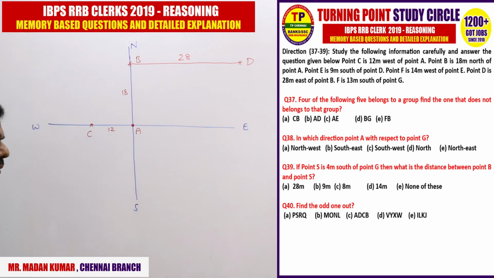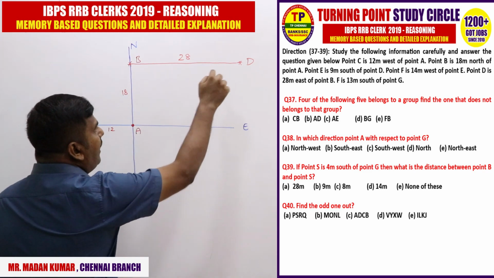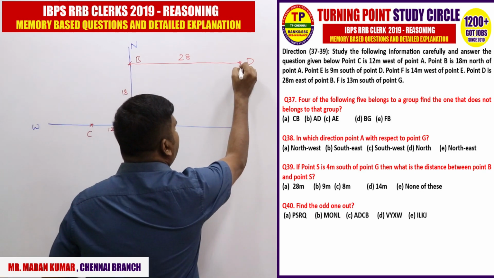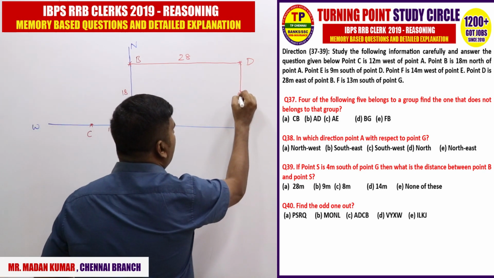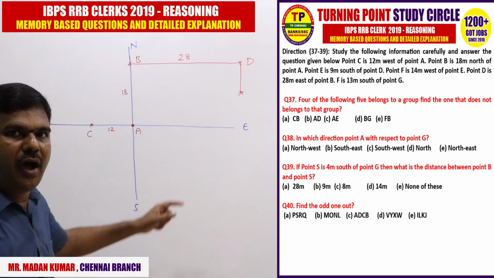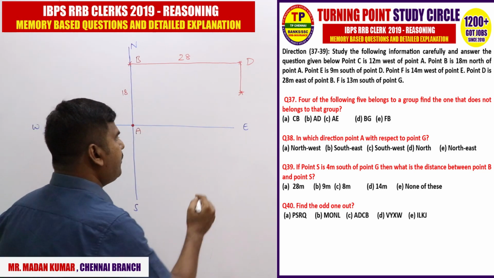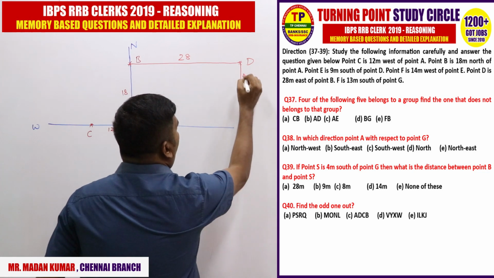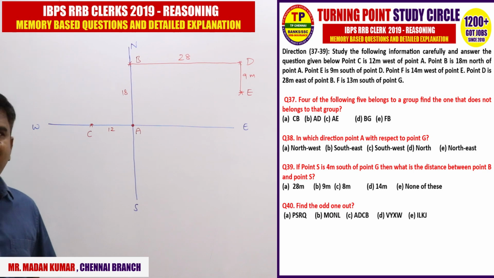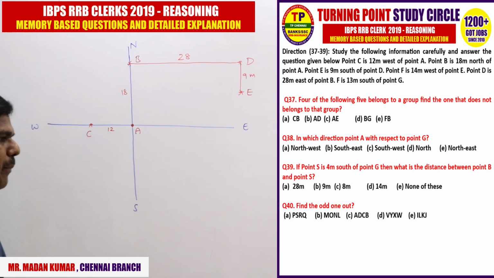So see what is the one being given? Point E is 9 meters to the south of point D. So point D is there. Point E is 9 meters to the south. So D is there, 9 meters to the south. So this is a total 18, half of that one I have taken, right? Who is there? It's been given as point E. How much is the distance? This is 9 meters. So it is given point E is 9 meters to the south of point D.